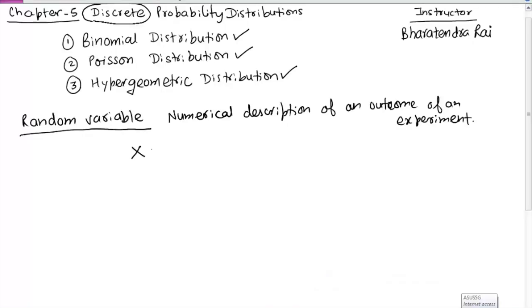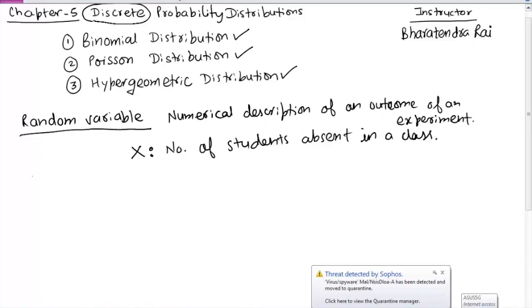So let's say we define X as number of students absent in a class. This number could vary randomly, like it could be 0, none of the students are absent, or it could be 1, 2. So it can vary randomly, that's why it is called random variable.